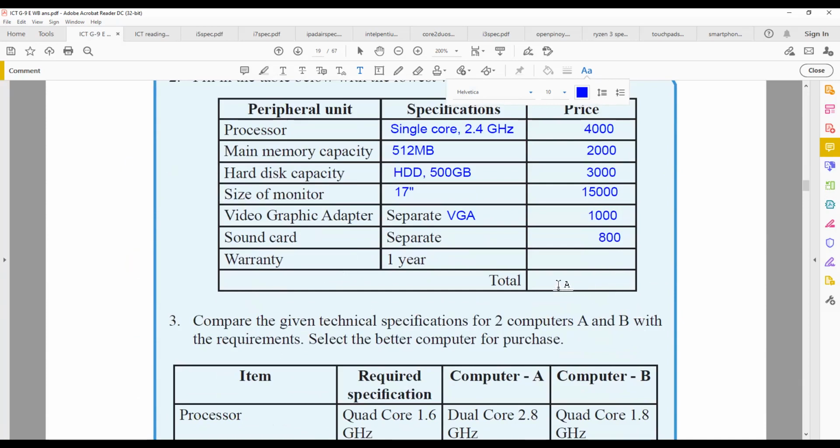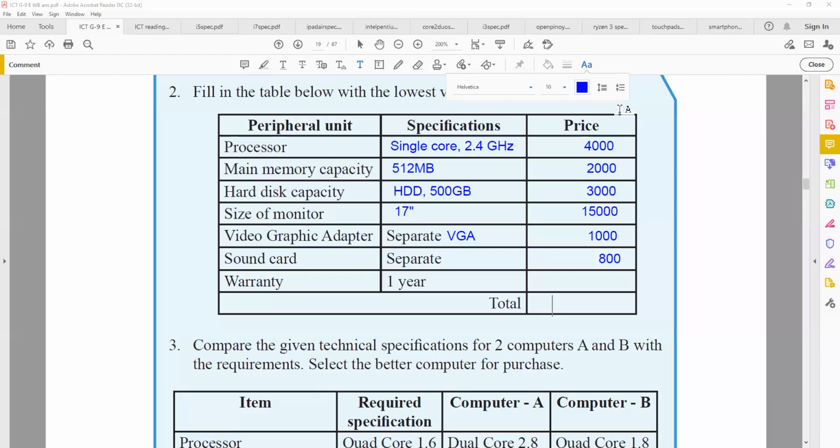Warranty, we don't know the price. Now, can you tell me what is the total price? Calculate the total price and let me know. Yes, total is, yes, it will be about 25,800 rupees.